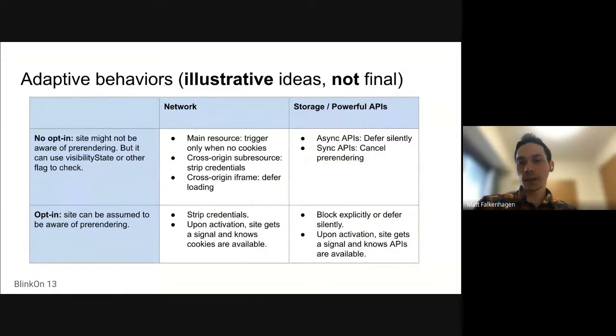For synchronous APIs, we won't be able to do that sort of thing because it would block the page completely, possibly block the render process completely. So in that case, we might just not be able to handle this, and we might have to cancel pre-rendering.